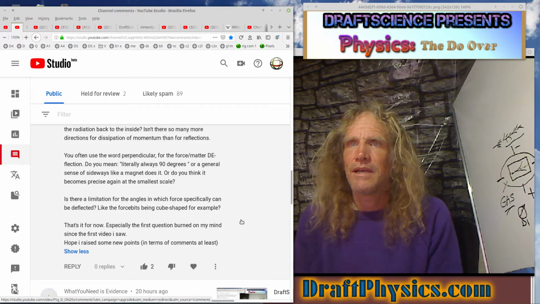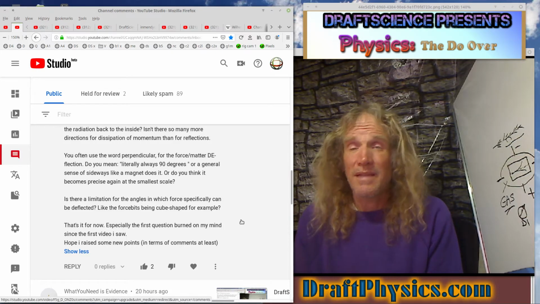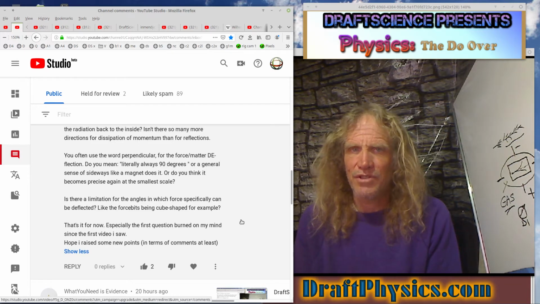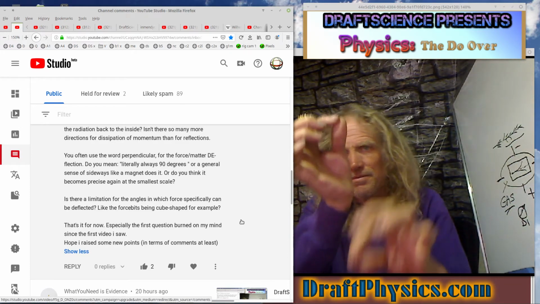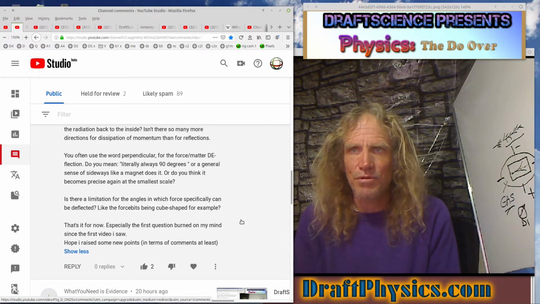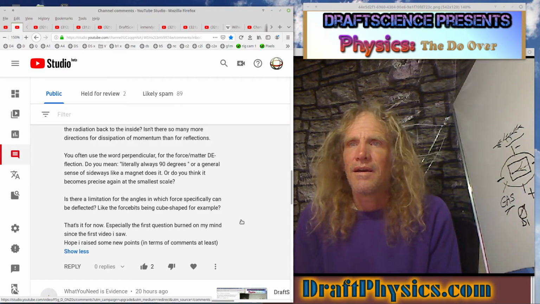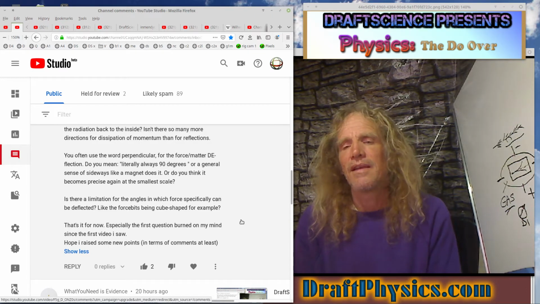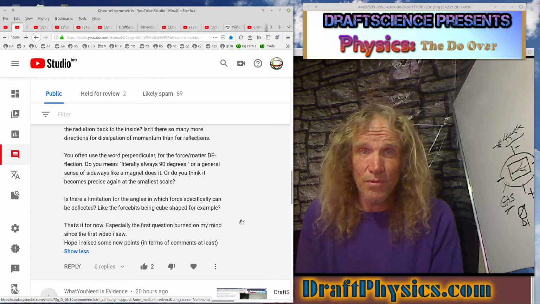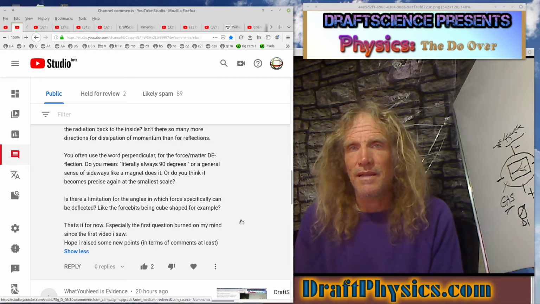Anyway, okay, is there a limitation for the angles? Like the force bits being cube-shaped, for example. Yes, shape could be a factor. Could be why they don't hit each other. Could just be because of the way they're shaped. They could be pointy little diamonds, and they rub up against each other, turn, and then wiggle back to the same direction, or some kind of nonsense. Who the hell knows? Again, I just think it's a level deeper than this argument. This argument is that conventional physics is full of woo and really bad guesses, and that ought to be fixed.